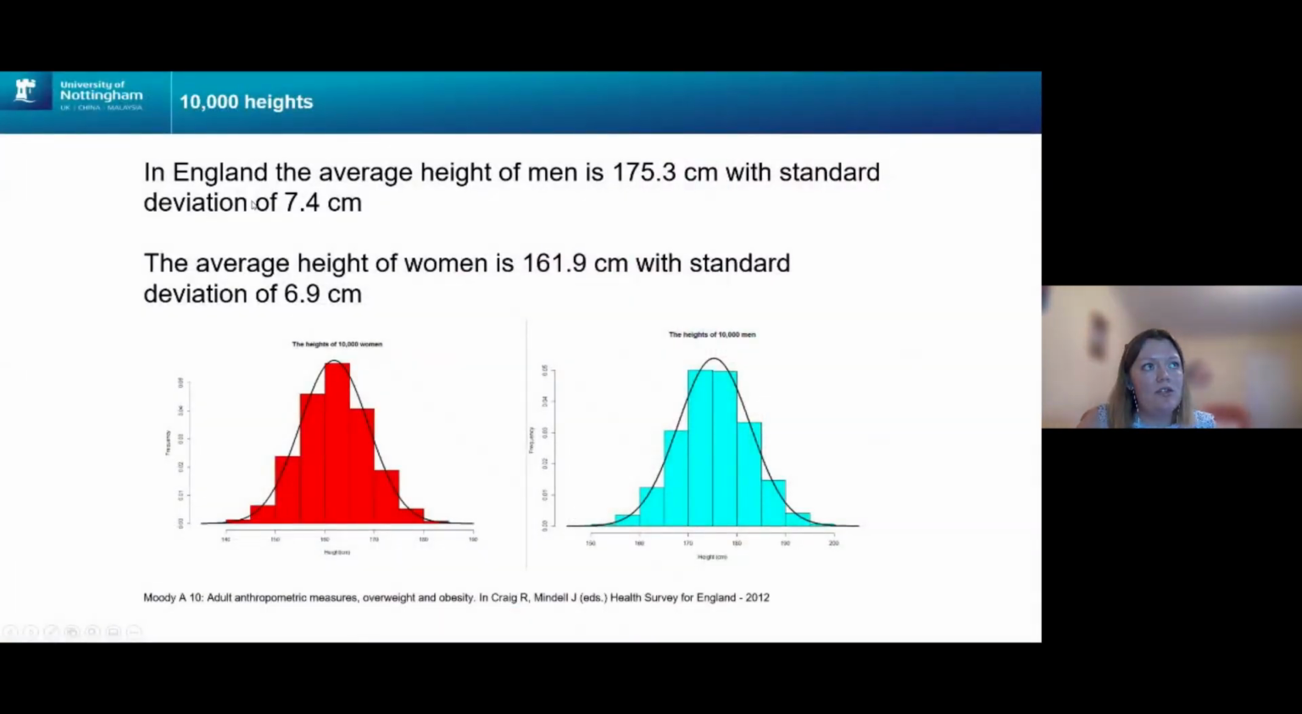So as mentioned before, in England, we've got the average height of men. For women, it's similarly 161.9 centimetres is the average height, and the standard deviation is 6.9 centimetres. So we've got, for 10,000 women and 10,000 men from a normal distribution, these would be the histograms with the normal distribution curve plotted on them.